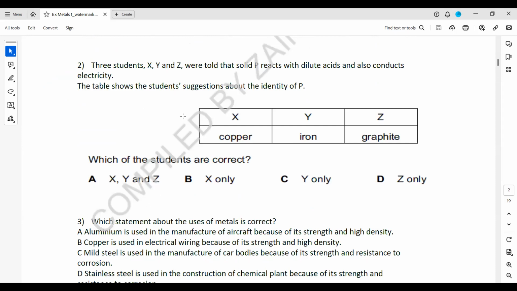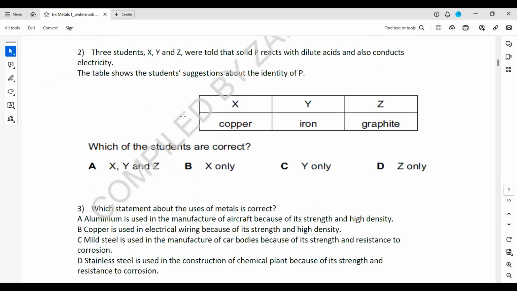The next one: three students X, Y, and Z were told that solid P reacts with dilute acids and also conducts electricity. The table shows the students' suggestions about the identity of P. Look, if we check the reactivity series, we have potassium, sodium, calcium, magnesium, aluminium, zinc, iron, lead, copper, mercury, silver, gold, and platinum.